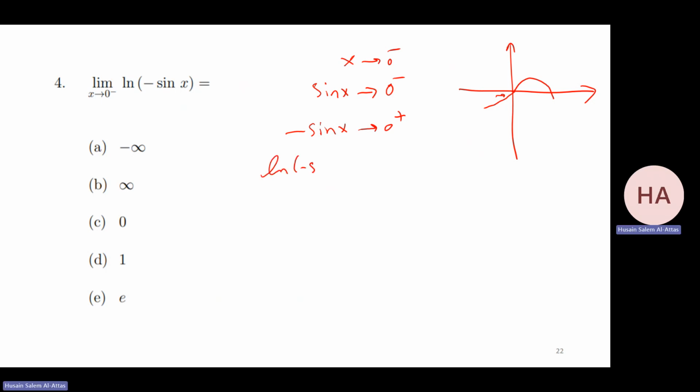Take the ln of minus sine x. ln of 0 from right goes to minus infinity, where this is the ln. Just for your information, as I'm going to 0 from right, the function goes to minus infinity. So this is my answer.